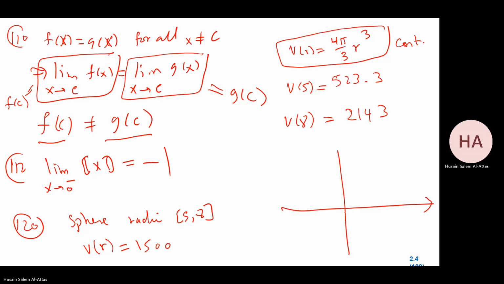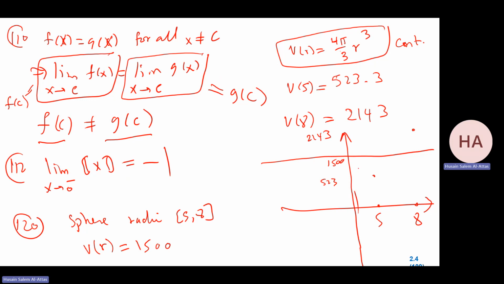Look at this. V at 5, this is 5, this is 8. V at 5 is 500 something. And V at 8 is 2,000 something. Now, this is 1,500. Since the function is continuous, this is the intermediate value. It means there is a value between 5 and 8 where I reach 1,500. That's the meaning of it. Okay.